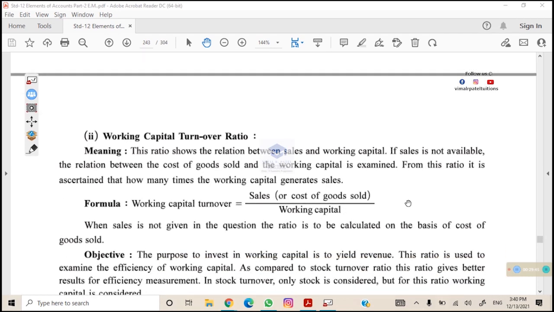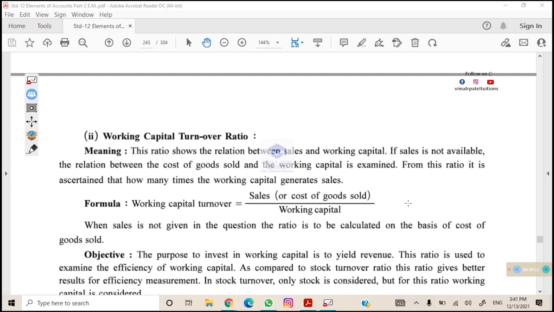Then working capital turnover ratio. These ratios show the relationship between sales and working capital. Or when sales is not given, you can use cost of goods sold. When it is not given in the sum or when it is not possible to find out sales, you have to use cost of goods sold upon working capital. Working capital means current asset minus current liability.